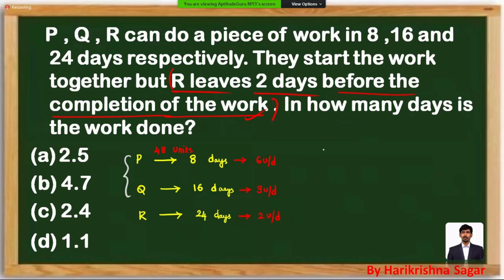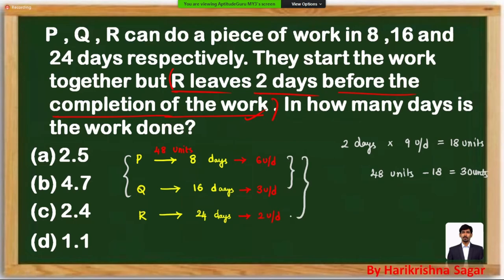If P and Q are working for 2 days of time, what is their efficiency? 6 and 3. That means they are able to finish 9 units in 1 day. Working for 2 days, they can finish 18 units. Out of 48 units of work, 18 units are completed by only P and Q. R is not there. So the remaining is going to be 30 units. That remaining 30 units is finished by all the three. If all the three are working, they are capable of finishing 11 units in 1 day.